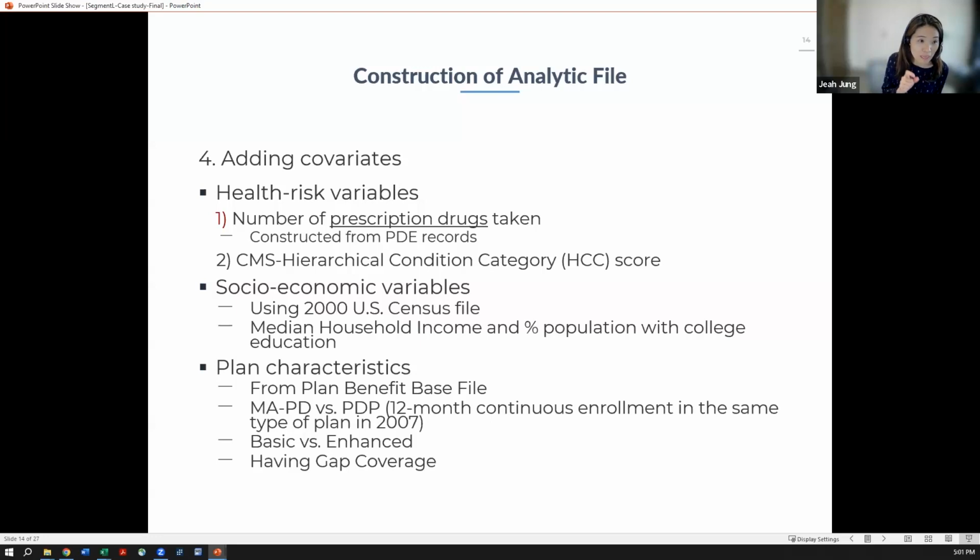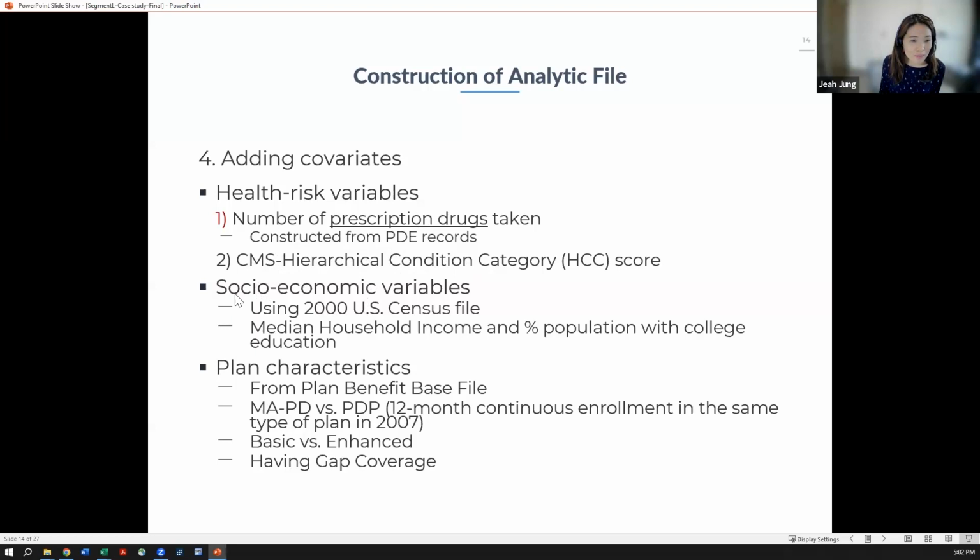But if you're on anti-diabetics, that means this beneficiary has diabetes. If you're on anti-hypertension drugs, this beneficiary has hypertension. If you're on any cancer drugs, chemotherapy, this beneficiary has cancer, right? So we just count the number of therapeutic classes. You don't really want to count the number of NDCs here, right? And this was just for this project, we eventually obtained this HCC score for all beneficiaries.